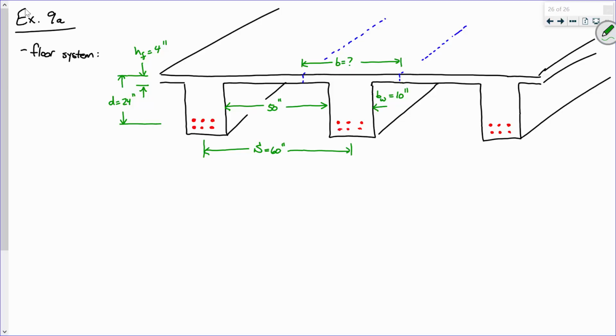No. That's a good question. The beams are physically spaced 60 inches apart. I'm not changing that. I'm just asking how much of that slab can I count on? It might be 60, it might not. It's a computed value. So does that sort of answer your question? What's it symmetrical? I don't understand.